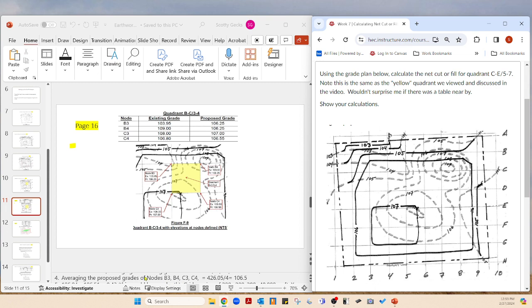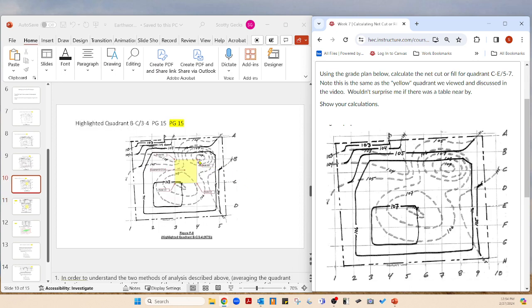And these are all the nodes. And while we're here, I don't know if you can see these, but let's look. I decided on averaging the proposed grades of these nodes. So that's what I did here. B3, the proposed grade of B3. Let's see if we can find it. Oh, I don't have any letters here. B3.